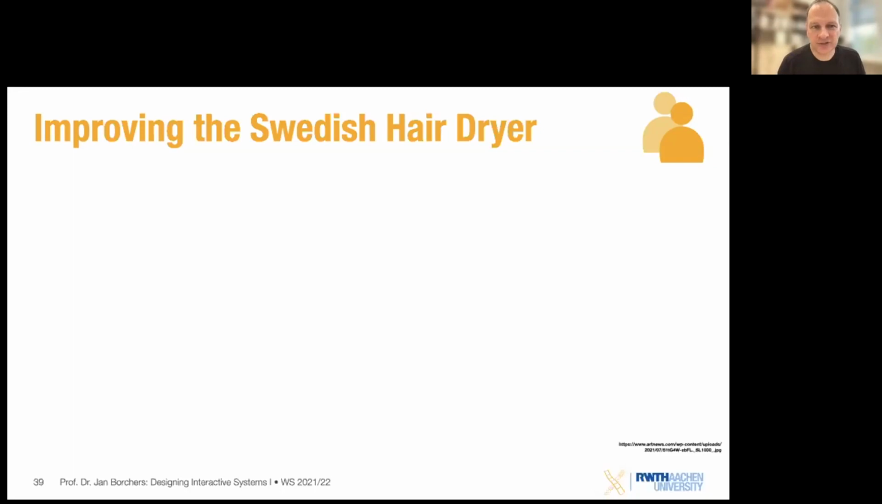Kevin, go ahead. I see your hand up there. Yeah, I wouldn't actually use a rotational knob for this, because hairdryers you normally want to use with one hand, and a rotational knob you can't operate with one hand. You always need the other hand to rotate it.